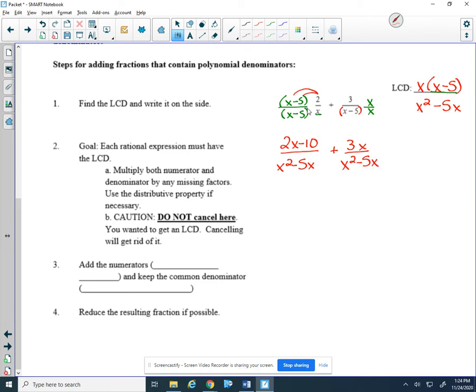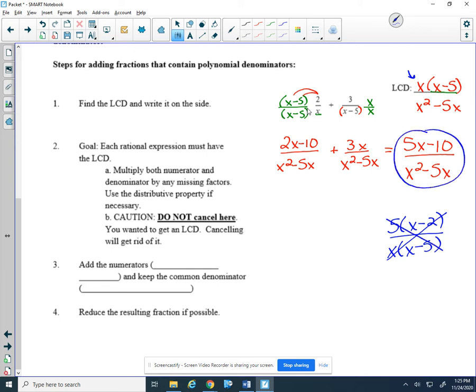So now we're going to combine like terms. As I said, the steps are always the same, so we add the numerators. 2x plus 3x is 5x minus 10 over x squared minus 5x. Now I always want to check for simplifying, so I'm going to factor this. My numerator factors to 5 times x minus 2, and my denominator, which I already have factored, is x times x minus 5. Since that doesn't help me cancel anything, I'm just going to cross it out and keep this answer. If you can do that in your head and know there's nothing to cancel, that's fine. That is my final answer.